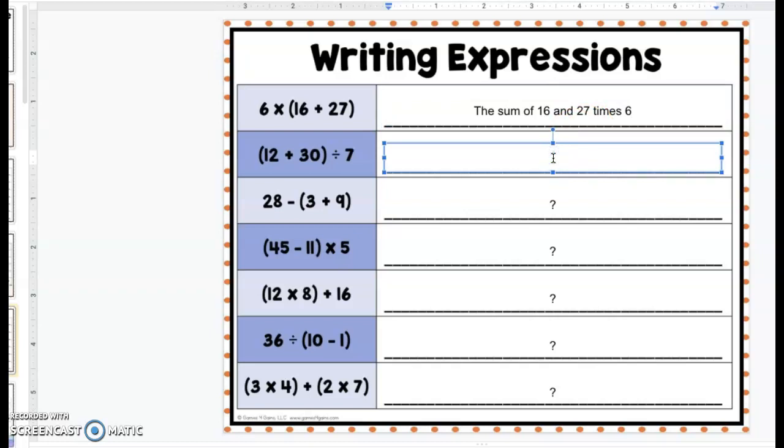Okay, so we're going to do 12 plus 30. So we're going to say the sum of 12 and 30 divided by 7.